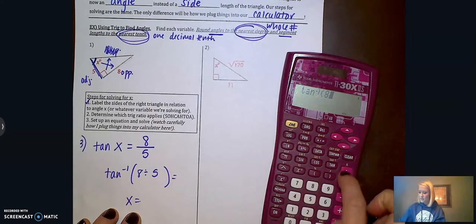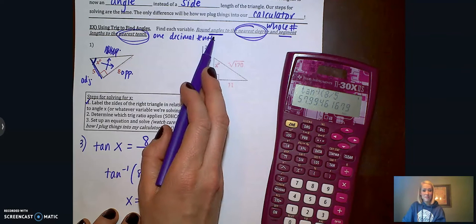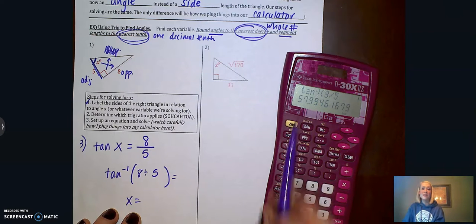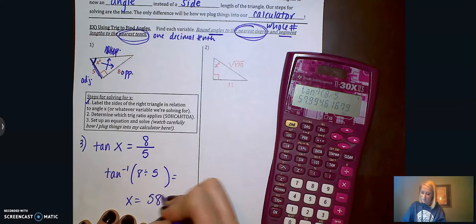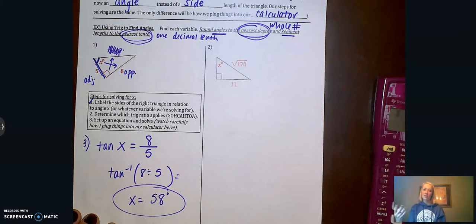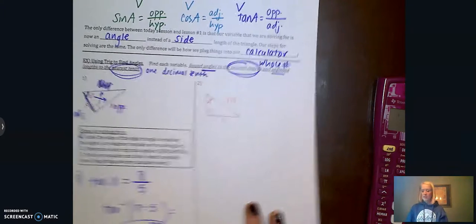And then I just type in 8 divided by 5. And I know I want to round angles. This is an angle to the nearest whole number. So I'm going to bump that up and say 58 degrees. Short and sweet. Once you get the SOHCAHTOA part down, short and sweet. All right, let's do the next one.